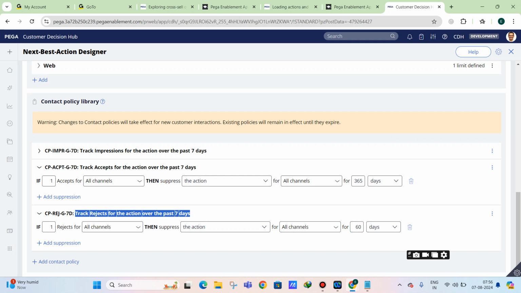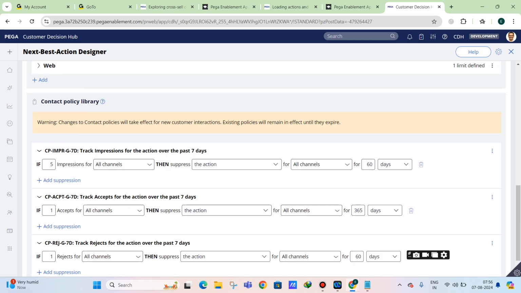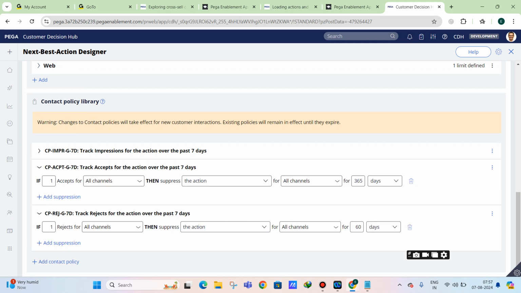Okay, same thing here, impressions also. That means, for example, let us say you have sent the same offer 10 times, and the customer has seen the offer 10 times. Even after seeing the offer 10 times, he is still not doing any action. Then also you can restrict the action for 60 days. That's what we are doing here. So for different customer behavior, we have to hide that particular offer for a certain duration.